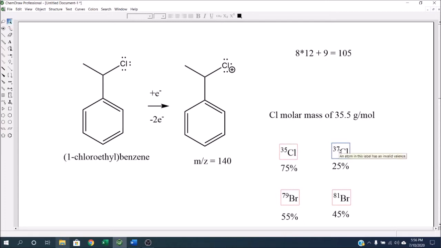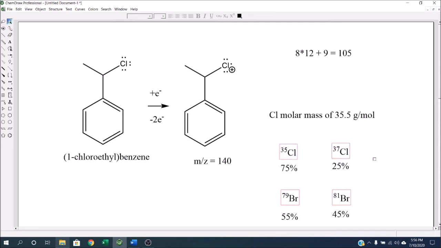And this difference of 2, where one isotope is 2 units different from the other, was not what we saw with hydrogen and carbon. Hydrogen and carbon also have isotopes, but they only differ by 1 unit of mass. And that accounted for what we call the M+1 peak in the example of 1-propanol. In chlorine, and bromine is the other atom where this is a problem, they produce a significant M+2 peak.